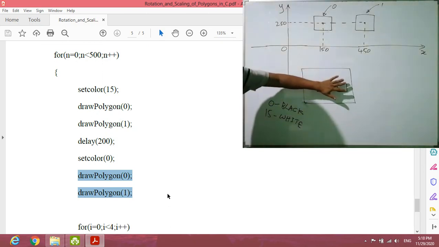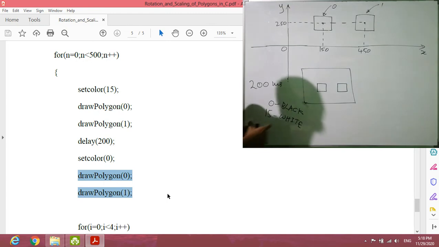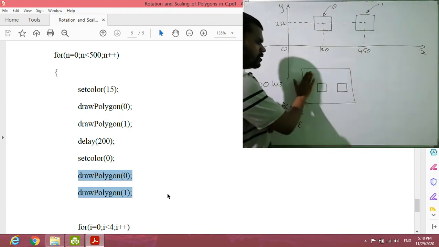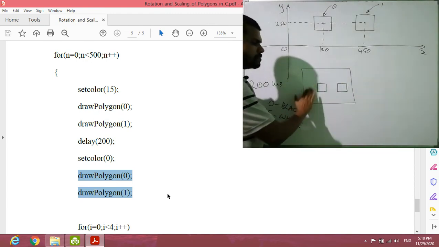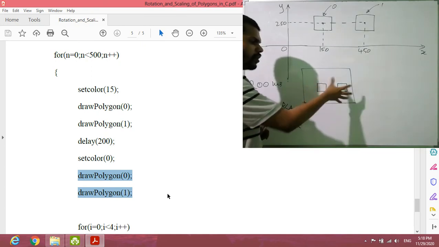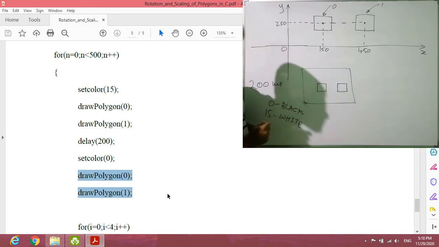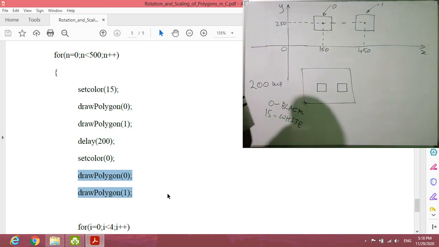We draw the polygons, then we wait 200 milliseconds, then we redraw the polygons using black color. That means initially when you draw, you know that the background is black. When initially you draw these two polygons, they are drawn in white color. Now we redraw them in black color. That means, in other words, we erase the two polygons.